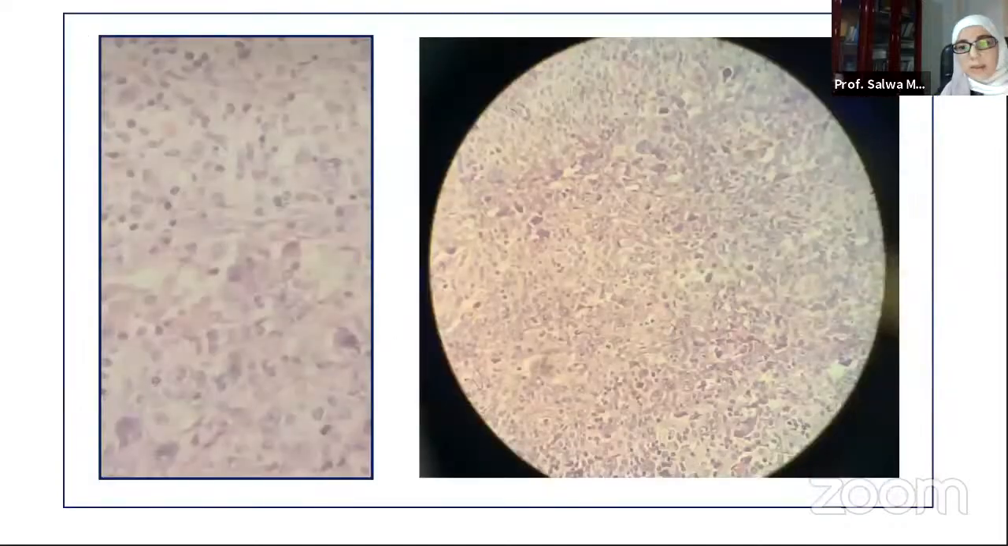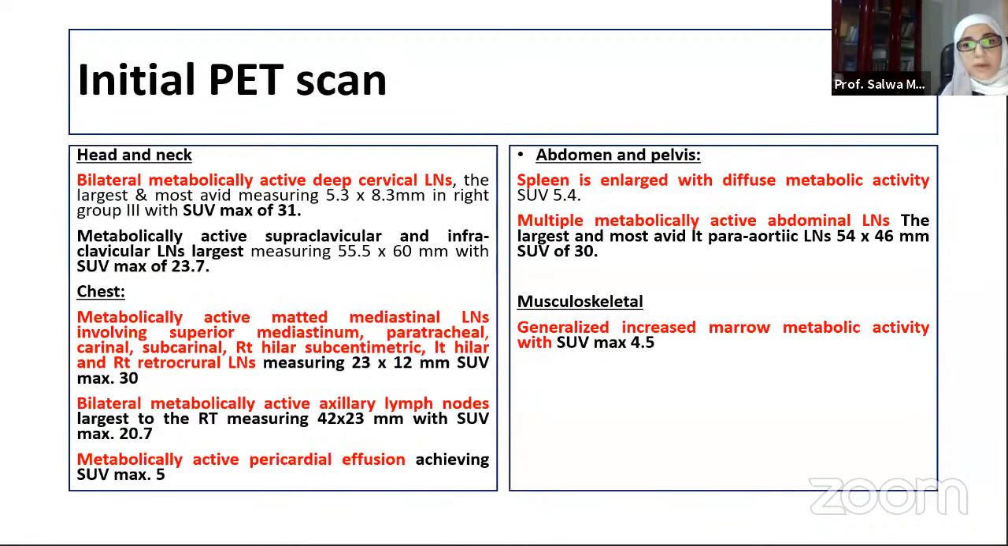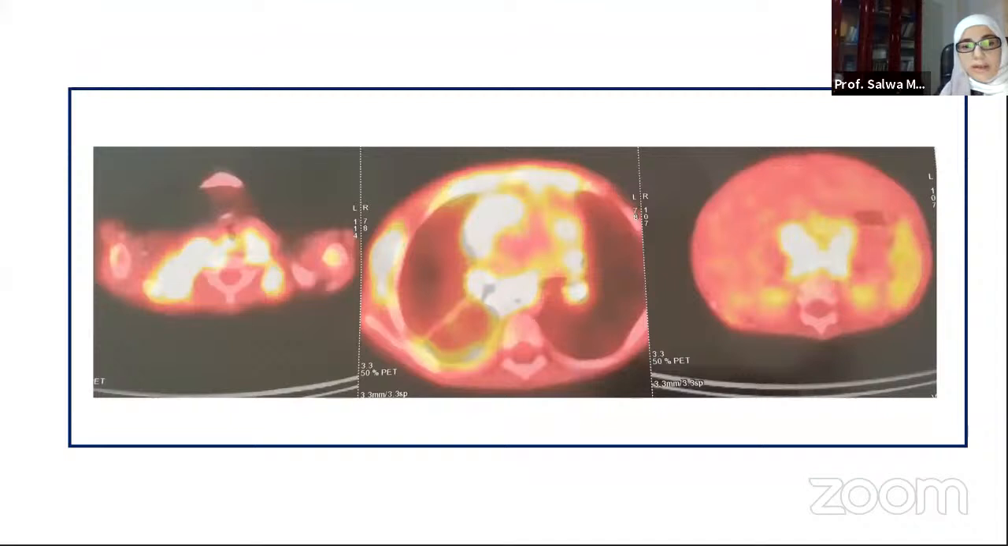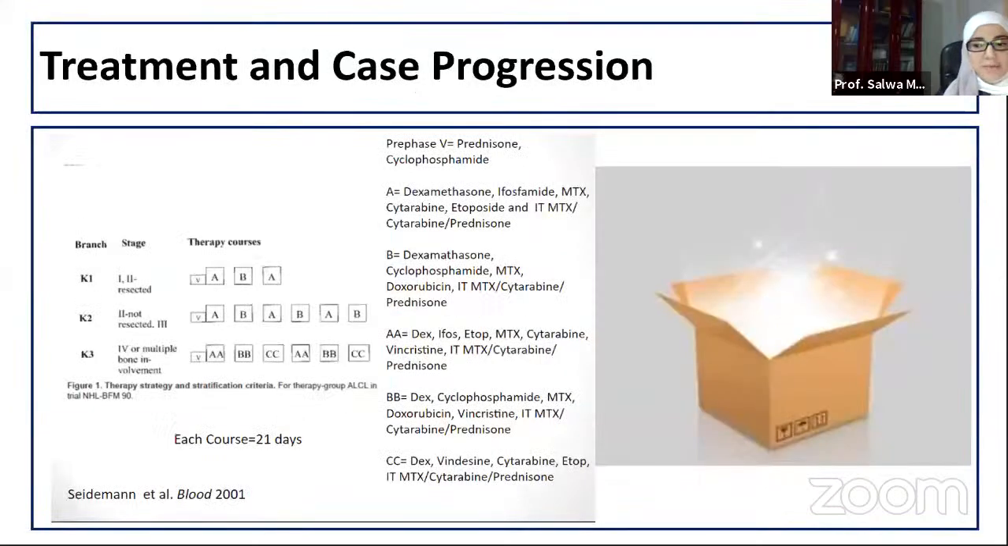Bone marrow and CSF examination were both free. PET-CT showed lymphadenopathy with high avidity below the diaphragm and splenomegaly, otherwise unremarkable. Accordingly, she's a case of ALCL, stage 3. She started her BFM protocol treatment, and on the last update, she's very stable, no more fever, no more pericardial collection, vitally stable, admitted in the ward, completing her chemotherapy successfully.